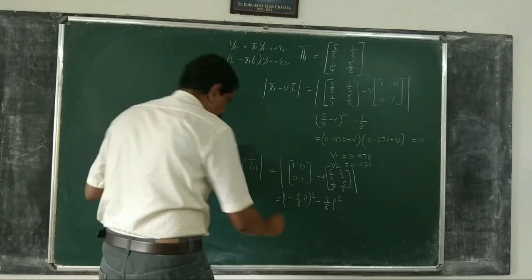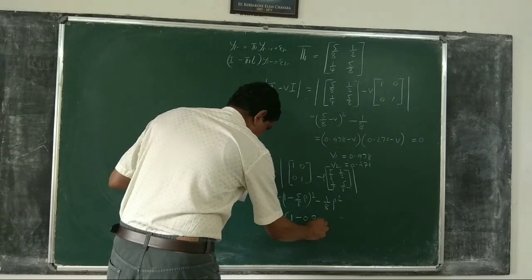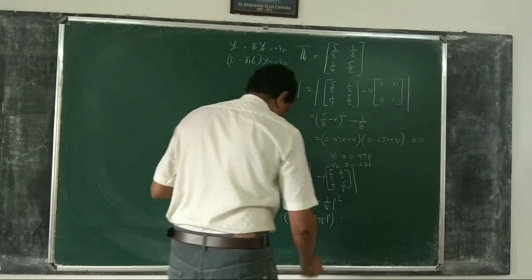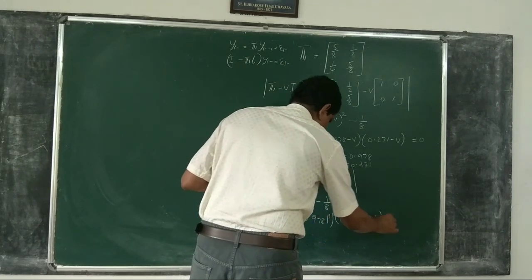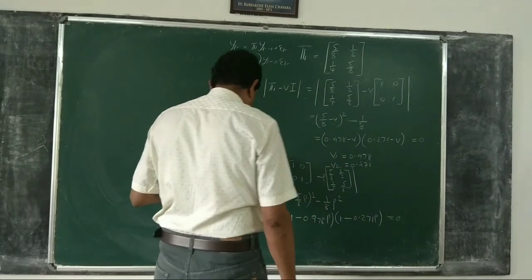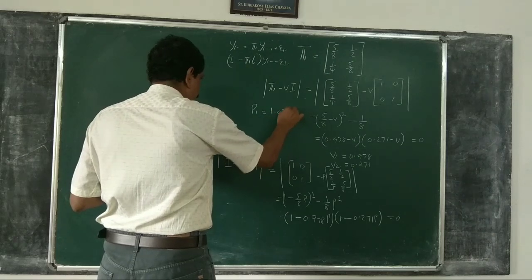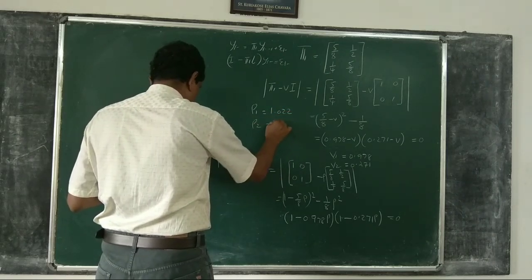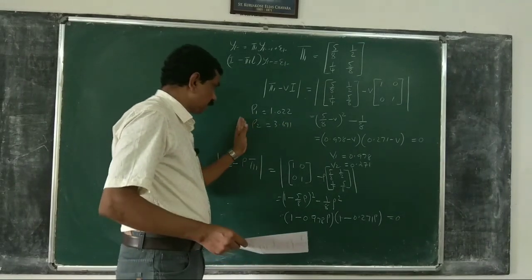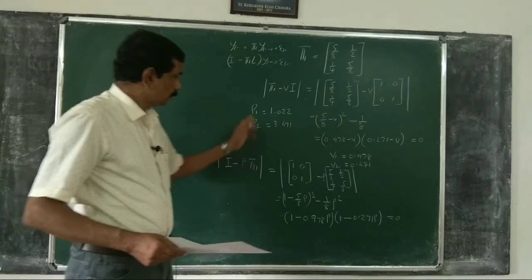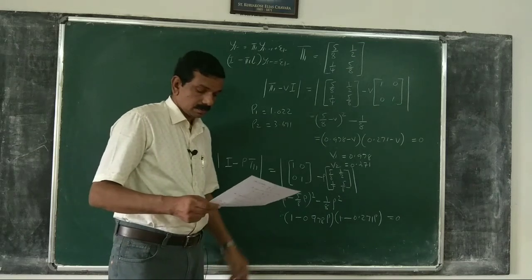This will be factored into (1 minus 0.978 rho) into (1 minus 0.271 rho) and equate it to 0. You will get rho 1 as equal to 1.022, rho 2 as equal to 3.691. Now as you can see, in terms of the reverse characteristic polynomial, both the roots have modulus greater than 1. So the process is stable.